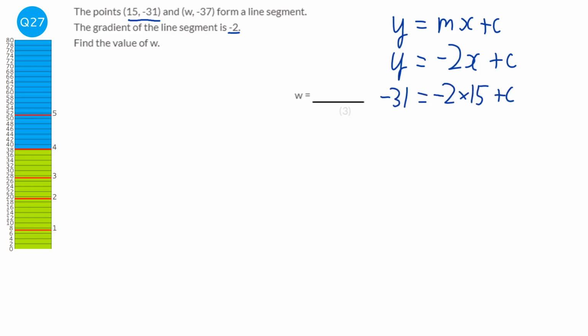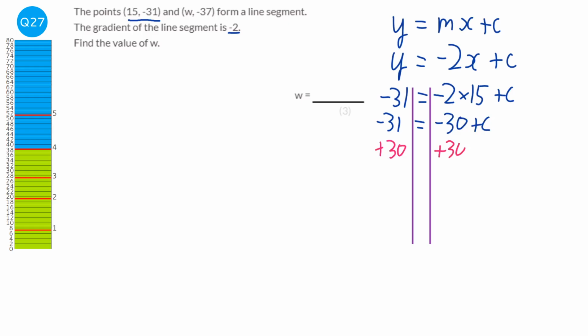And we're going to use this to solve and find out what c is. So first thing I'm going to do is just tidy this up. 2 times 15 is 30, so -30 plus c. And I'm just going to add 30 to both sides to get c on its own. So that would be -1 equals c. So c is -1. So we now know that the equation is y equals -2x minus 1.